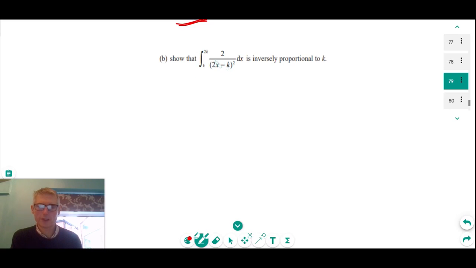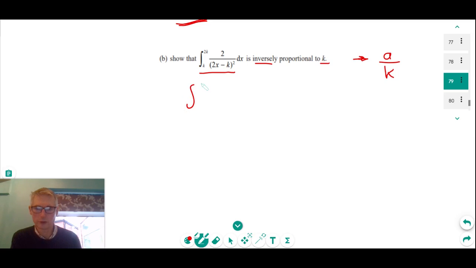What we've now got to show is that the integral here, when we do this integration, is inversely proportional to k. So we'd expect our answer to end up being something like some constant over k, for example. Whatever k is, the answer would be inversely proportional to it. So I'm first of all just going to rewrite this, taking what's in the denominator and changing the power to a negative one, so I can put the 2x minus k into the numerator.